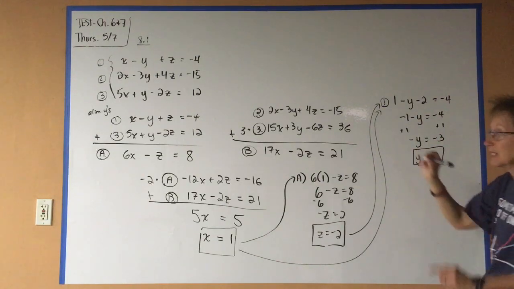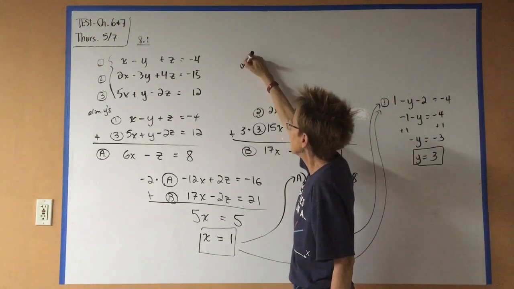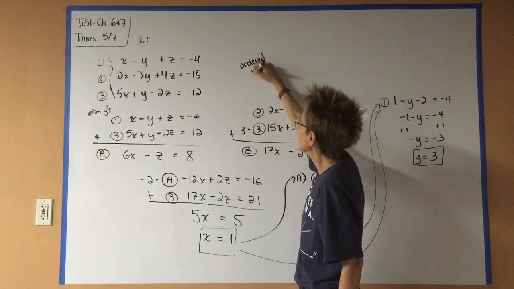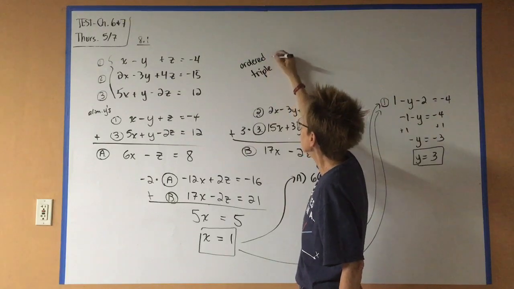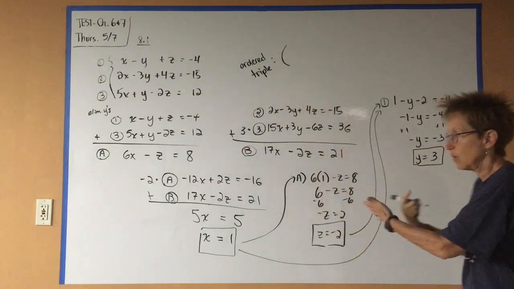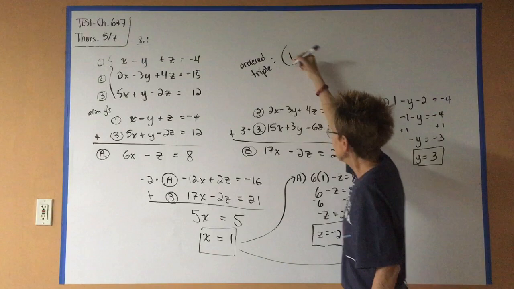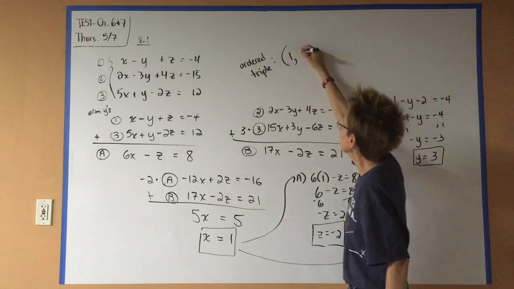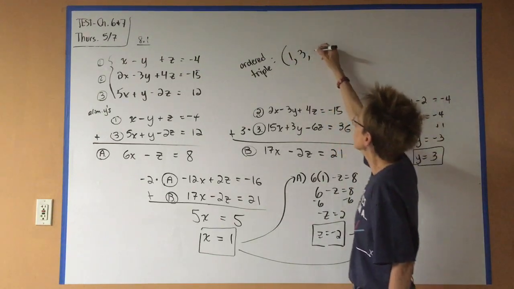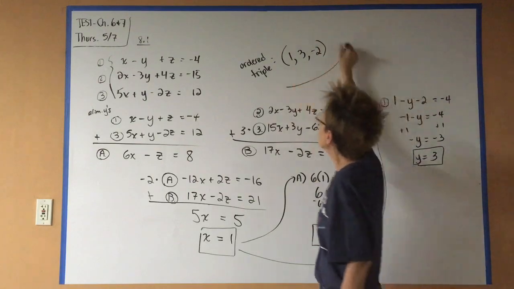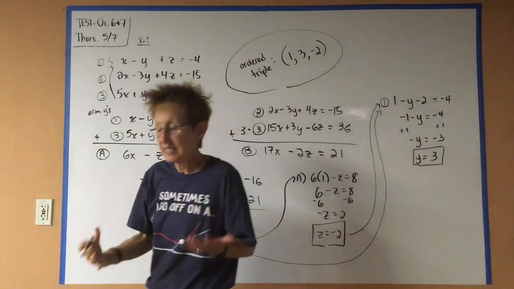So my final answer here is that this is an ordered triple, and the way you write it is x, y, z. So (1, 3, negative 2) is the ordered triple where these three planes intersect.